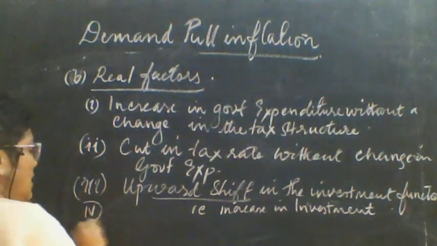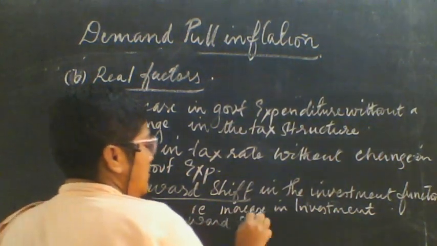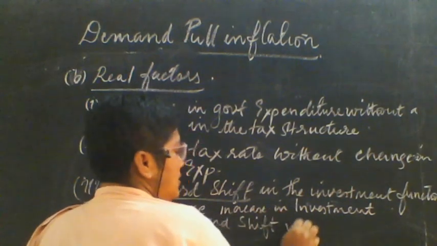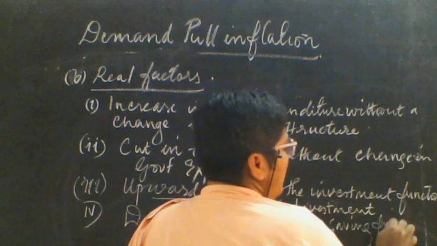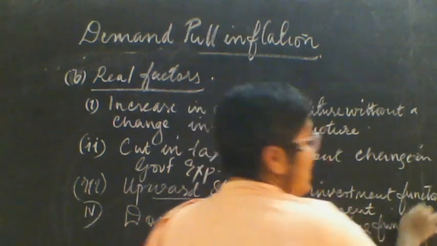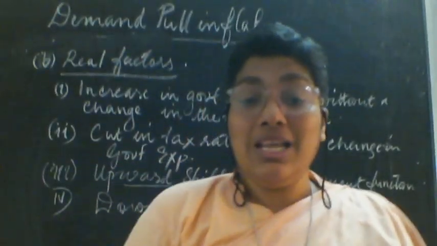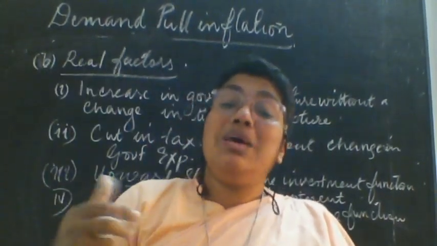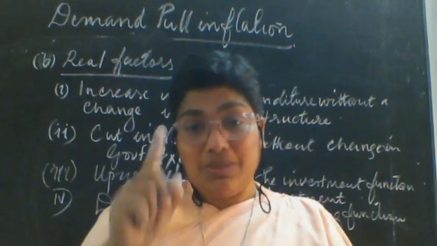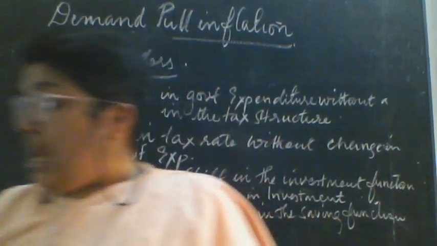Okay, and then fourth one is downward shift in the saving function. What does it mean? Downward shift means a reduction in saving. Whenever savings are reduced, automatically the consumption expenditure is increased, right? So a decrease in saving will also increase consumption expenditure. Consumption expenditure is one of the components of aggregate demand.